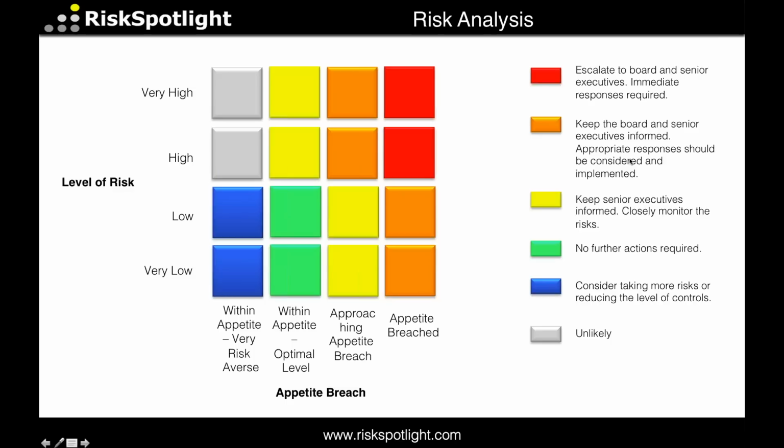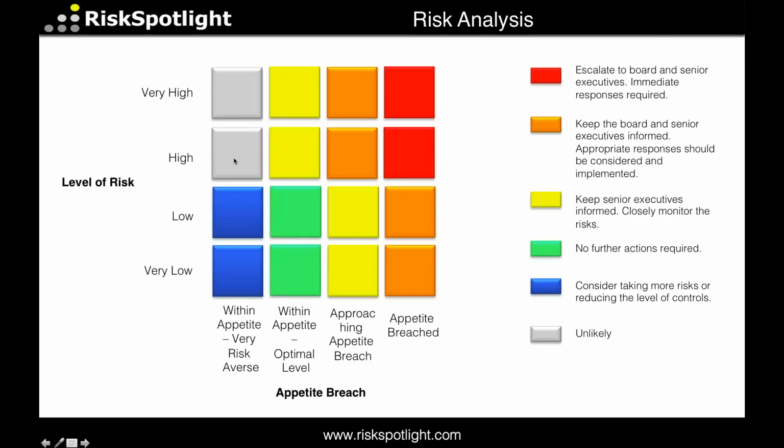Then we have the amber area, which is where we'll keep the board and senior executives informed. The yellow area is where we will keep only the senior executives informed. We don't need to go to the board level, and we will closely monitor those risks. Green ones, we are doing okay, so we don't need to take any further action. Blue ones are where we are within appetite, but we are very risk averse, and the risk exposure is also very low. So those are the areas where we can see whether we can reduce some of the controls in place, or whether we should be taking more risk in those areas.